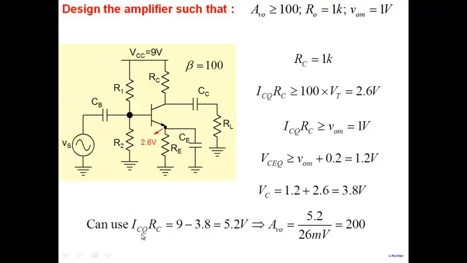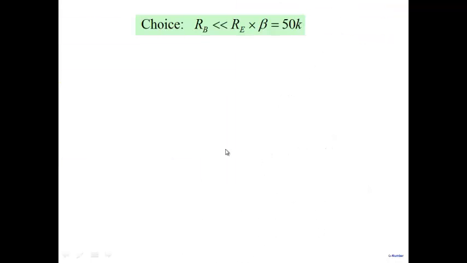Well, now I have a value of ICQ from here, and I have a value of VCEQ here. And so these are the two things that are required to determine R1, R2, and the rest of the parameters here, which we have already seen. So ICQ is 5.2 milliamperes here. We've already made a choice of VE here, and therefore RE turns out to be 0.5K.